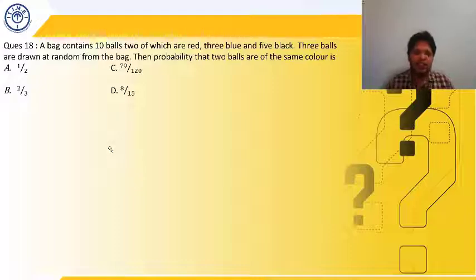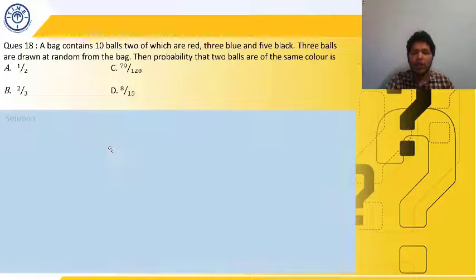So what is the condition which is given? We have to take out 3 balls from those 10 balls and out of those 3 balls 2 have to be of the same color. And how many same color balls are here? How many different colors are available? 2 red balls are available, 3 blue balls are available and 5 black balls are available. So can I say 2 similar color balls can be either red, blue or black?